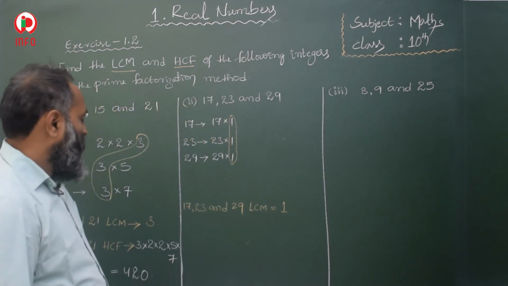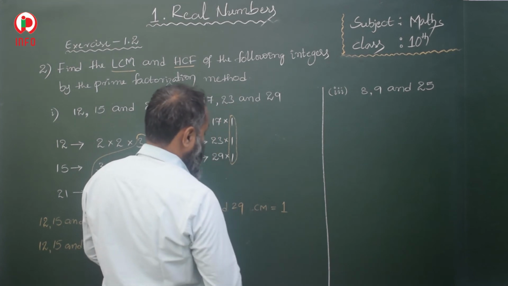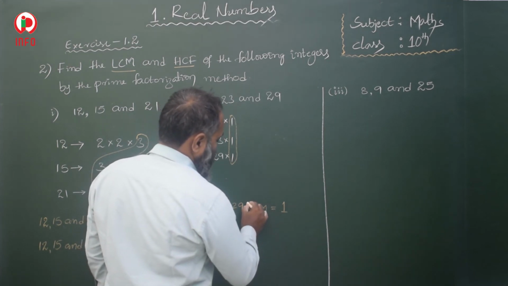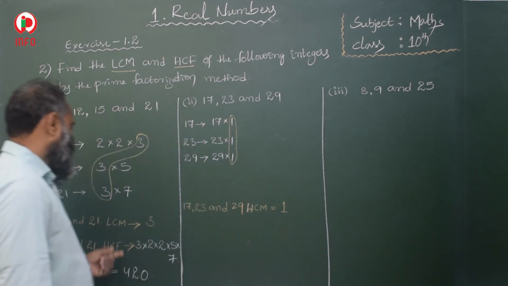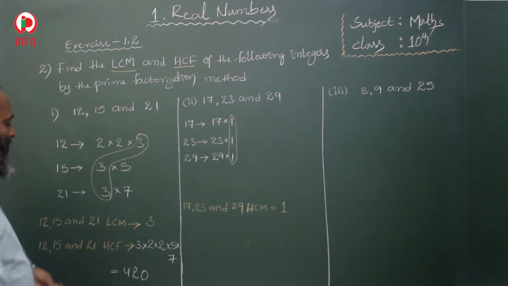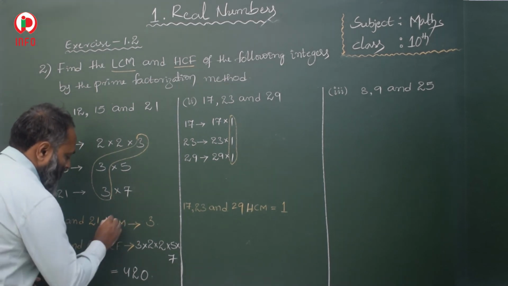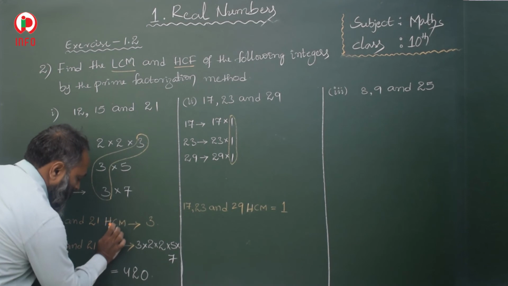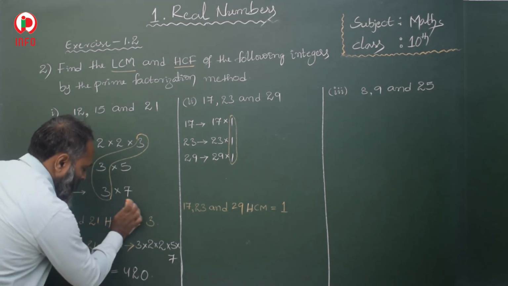So not LCM, this is okay, this is HCF. HCF is 1. Here also, sorry, this is the HCF. The first one is the HCF here. This is HCF, this is LCM. This is HCF.